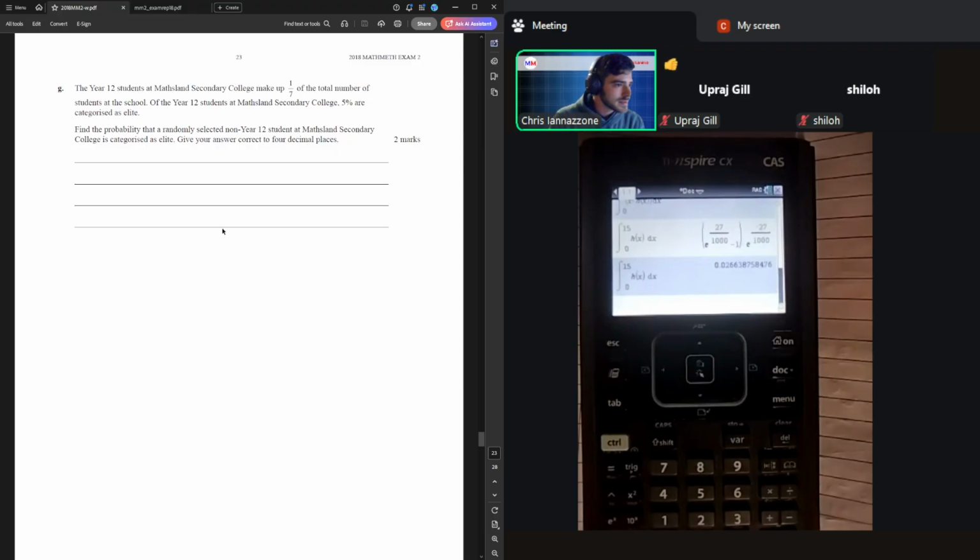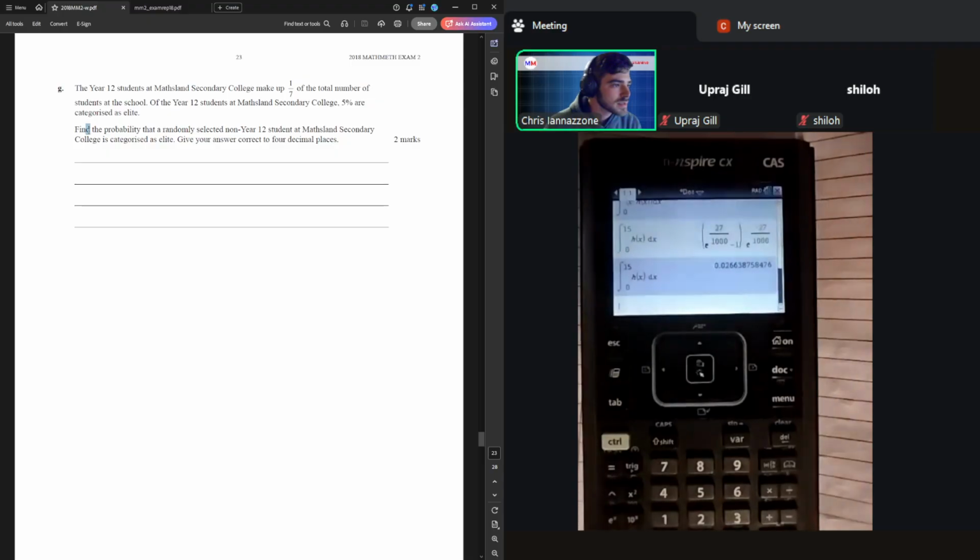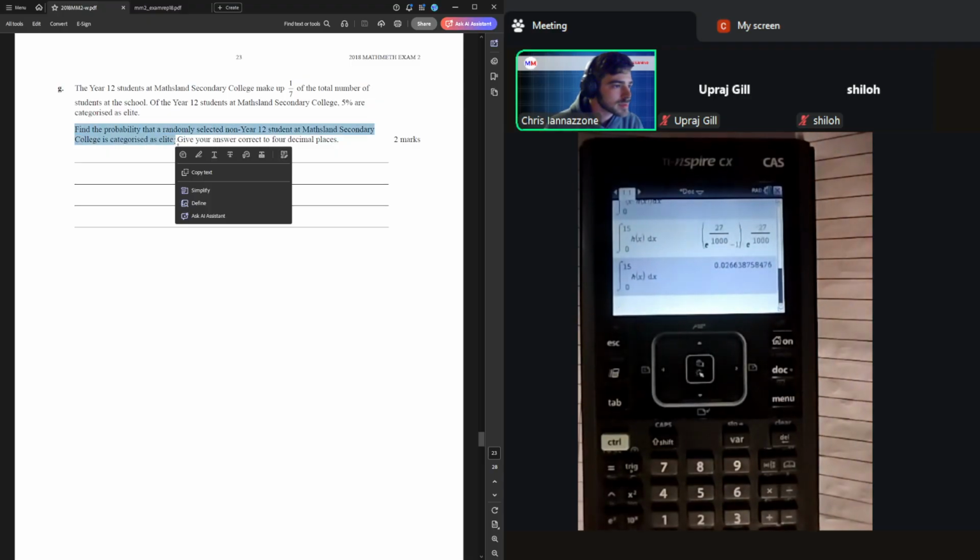Okay, that's that. Here we go. This may or may not be conditional, actually. Let's find out. Part G. Year 12 students make up a seventh of the total number of students. Of the Year 12 students, 5% are categorized as elite. That's a special wording there. Find the probability that a random non-Year 12 is elite.